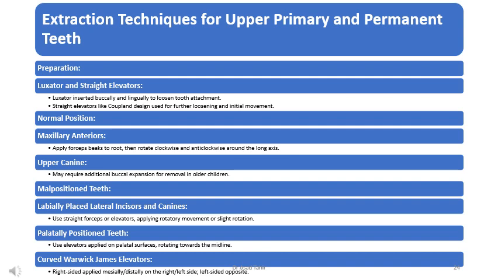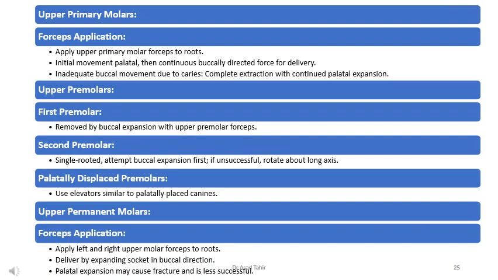Upper canine. May require additional buccal expansion for removal in older children. Malpositioned teeth. Labially placed lateral inside canines. Use straight forceps or elevators, applying rotatory movement or slight rotation. Palatally positioned teeth. Use elevators applied on palatal surfaces, rotating towards the midline. Curved Warwick-James elevators. Right-sided applied mesially/distally on the right/left side, left-sided opposite, upper primary molars.